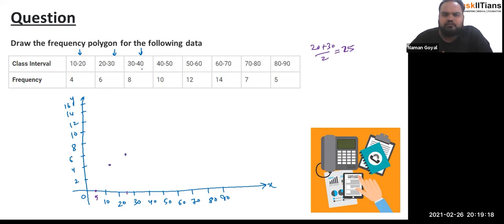Now 30 to 40, the midpoint is 35, and for 35 it is 8. So we take this point. Now 40 to 50, the midpoint is 45, and for 45 it is 10. Now 55 is 12, 65 is 14, and 75 is 7. Now we have to join these points with a line, like this.